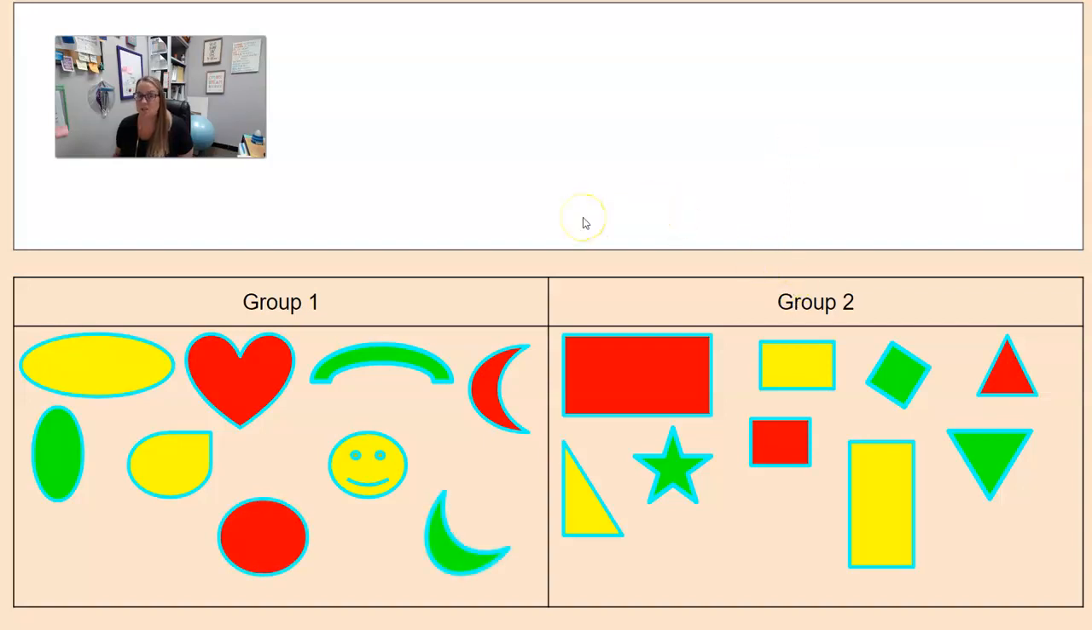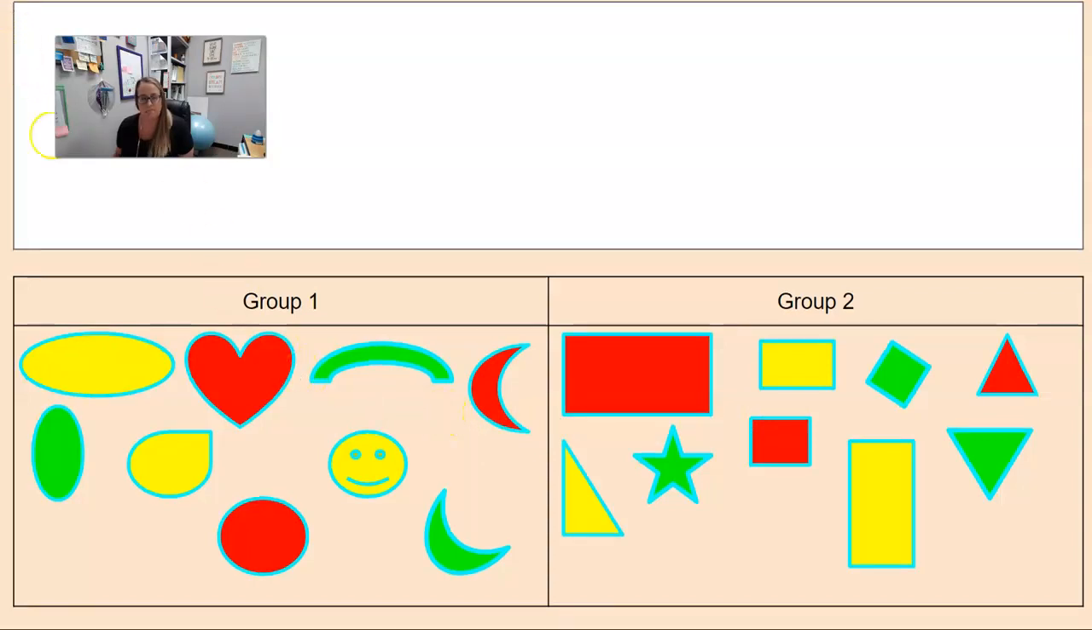Okay, I want you to look at this. So I sorted them a certain way, but I didn't tell you how I sorted them. That is what I want you to figure out. So look at how all these shapes look in group 1 and look at all these shapes in group 2. How are they the same? And how did I sort these? I want you to turn and talk to somebody. Turn and talk. Okay, come back to me in 3, 2, 1.